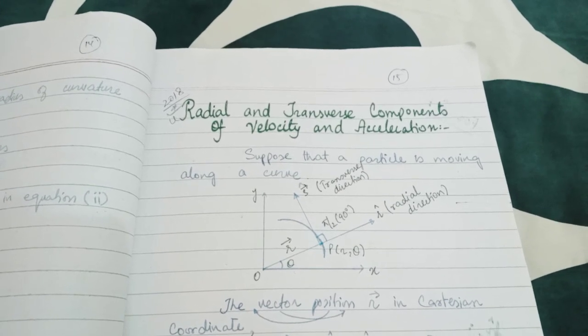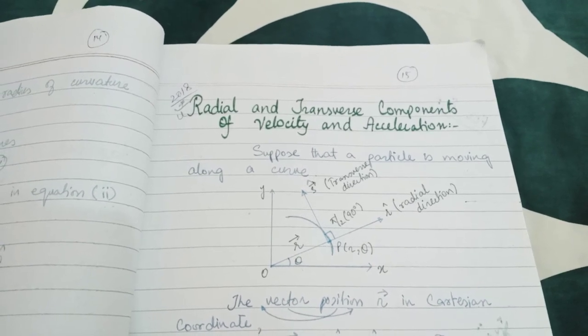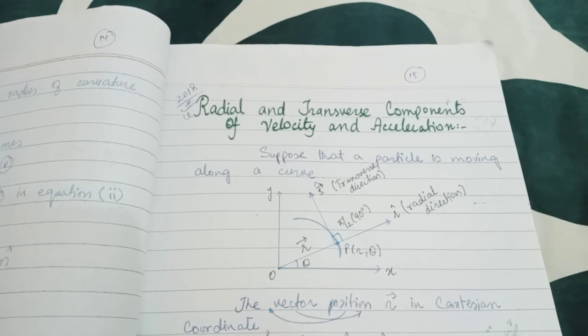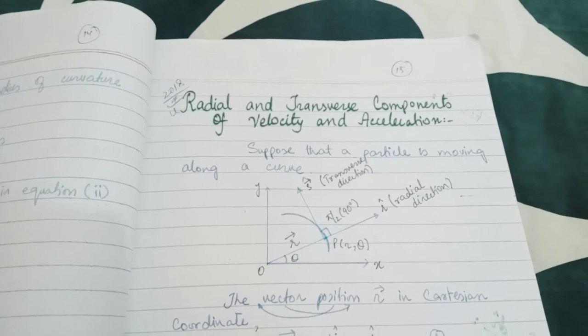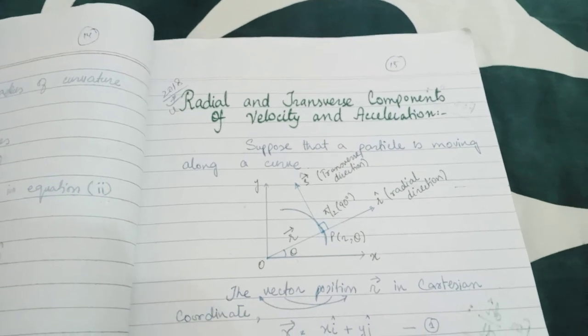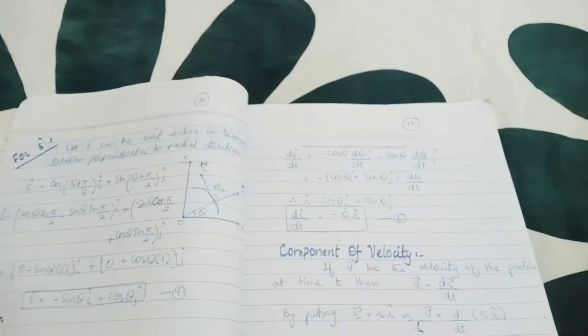In our previous video we discussed the derivation of radial and transverse components of velocity and acceleration. In today's video we are going to look at some examples and problems. To solve these problems, we must remember some important formulas of radial and transverse components of velocity and acceleration. So I'm going to show you some of the formulas that you must remember.